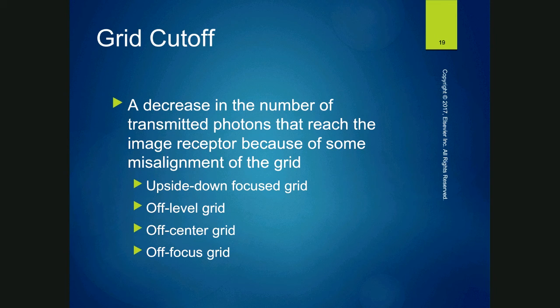Off-center grid cutoff. Whenever you are thinking about the way that the beam is diverging and the way that your grid is focused, if you're centered to one side more than another, you're going to have cutoff for that situation. And last but not least, off focus grid cutoff happens whenever you don't have the right distance for your grid. We talked about that. You're either going to have too much divergence or not enough divergence to match those focused grid lines.